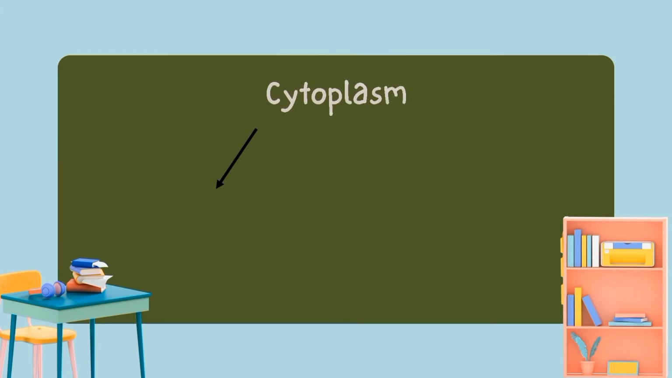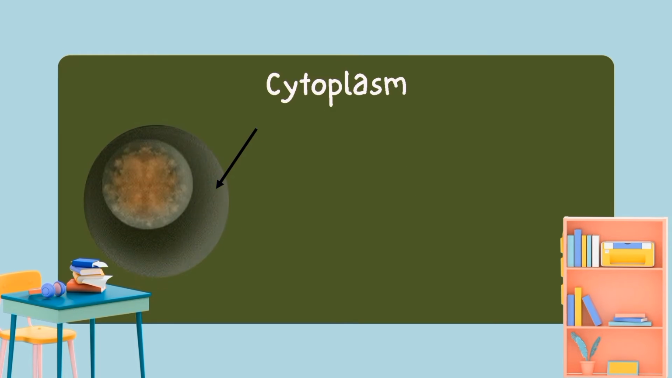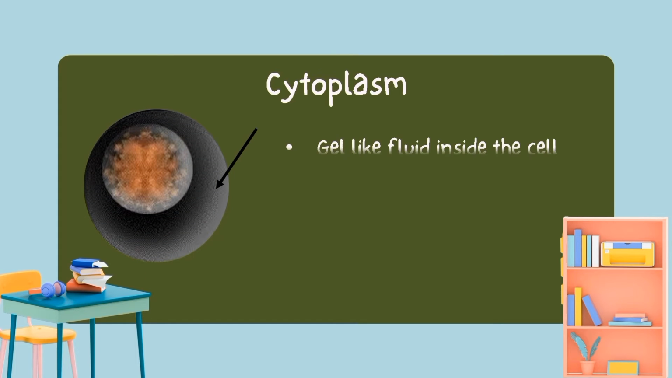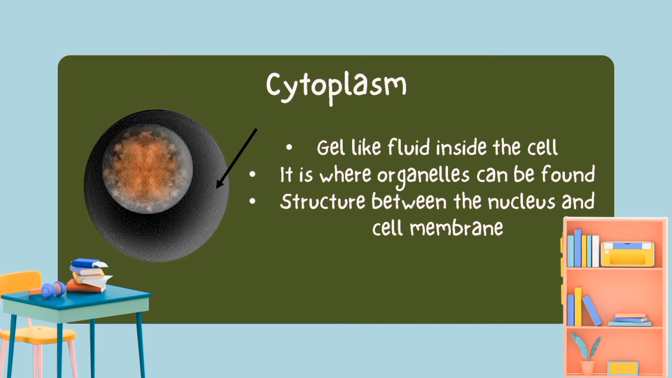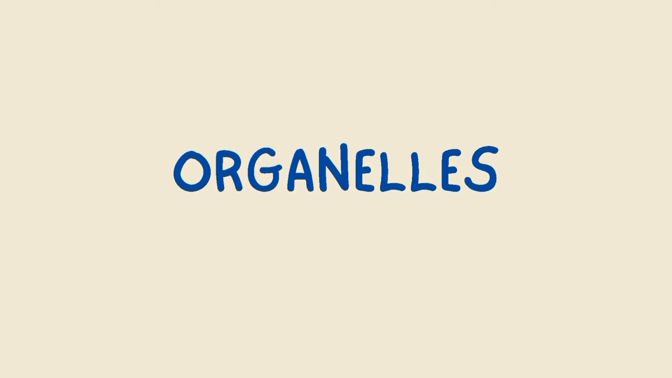The cytoplasm is the gel-like fluid inside the cell. It is the medium for chemical reaction. It provides platform upon which other organelles can operate within the cell. It is the material between the cell membrane and the nucleus. Now let's move on to the organelles.